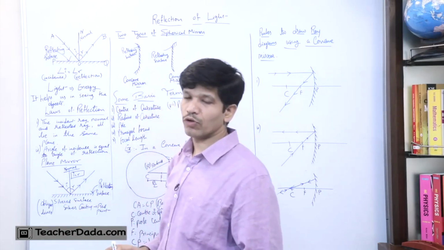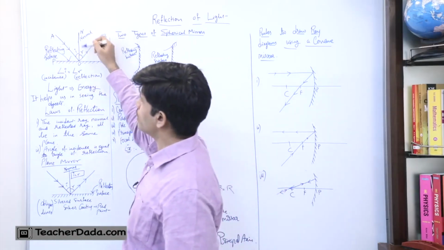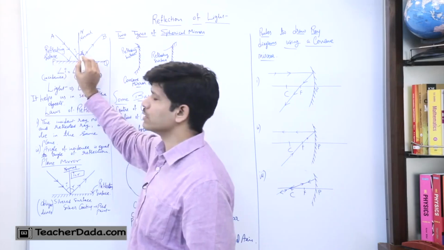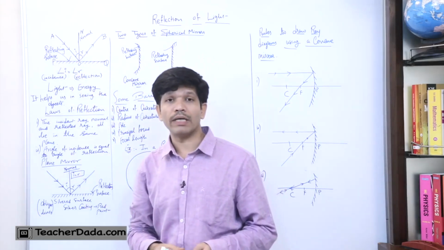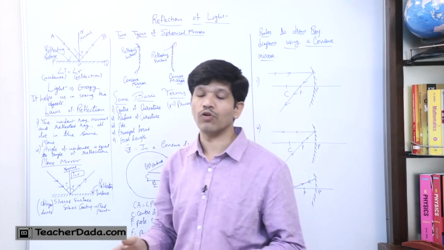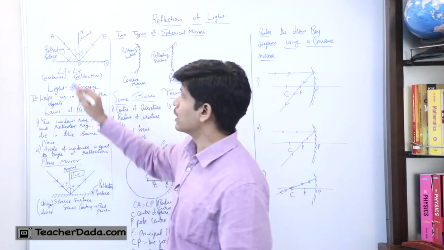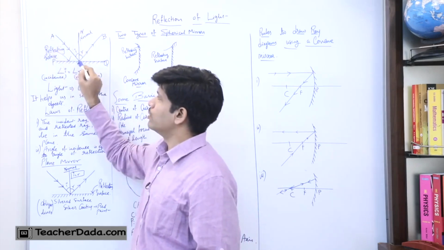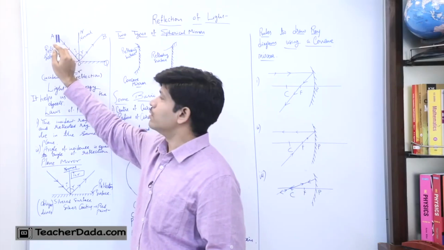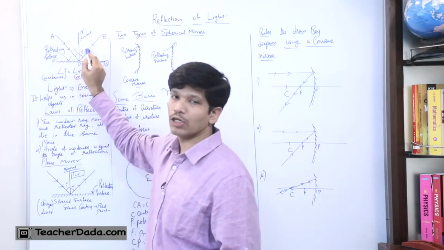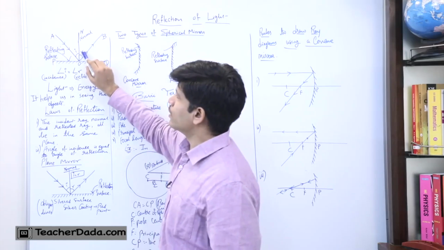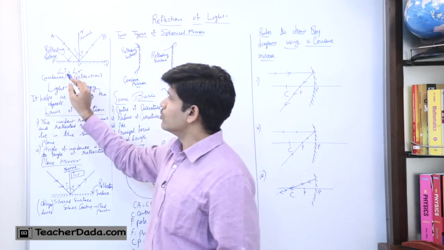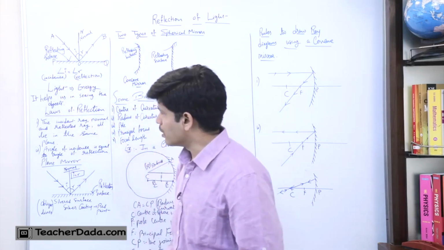Here, if we want to find the angles, we can draw the normal, and that is ON. ON is the normal. If I find both the angles, I will get angle of incidence is equal to angle of reflection. Now what is meant by angle of incidence and angle of reflection? As you already know, the angle of incidence is the angle between the incident ray and the normal, and the angle of reflection is the angle between the normal and the reflected ray. So I can write angle I is equal to angle R.